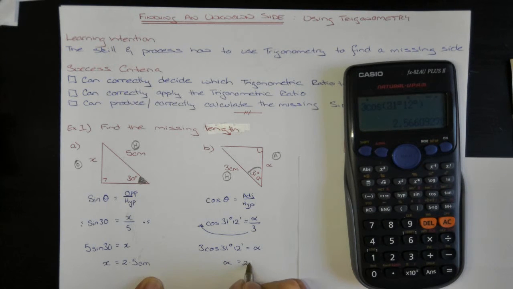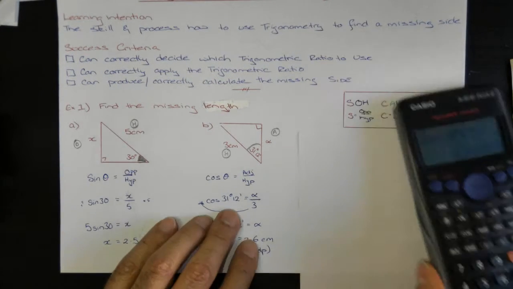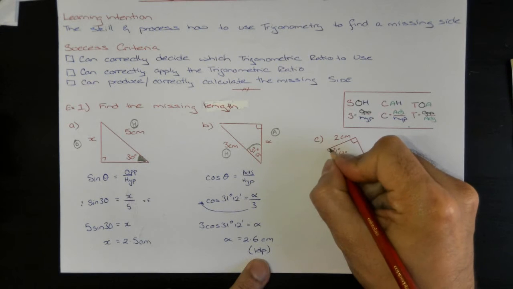It was 2.6 centimeters, 1 dp. Okay. All right. Last example from this page. So we have this angle here.